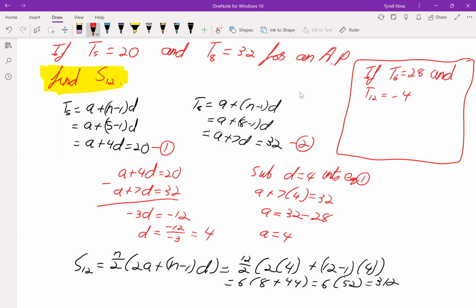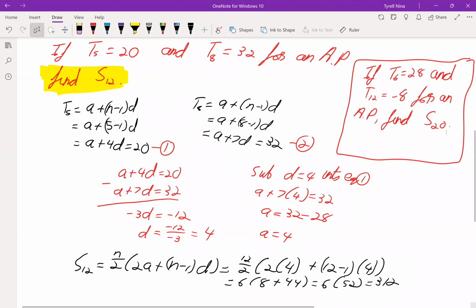Minus 4. Actually, hold on. Want it to be something that works out good. Minus 8 for an AP. Find S20. So if you like this question and want to try another one yourself, you could do one like this. You won't find this in the past paper as much, so that's why I'll give you an extra one.